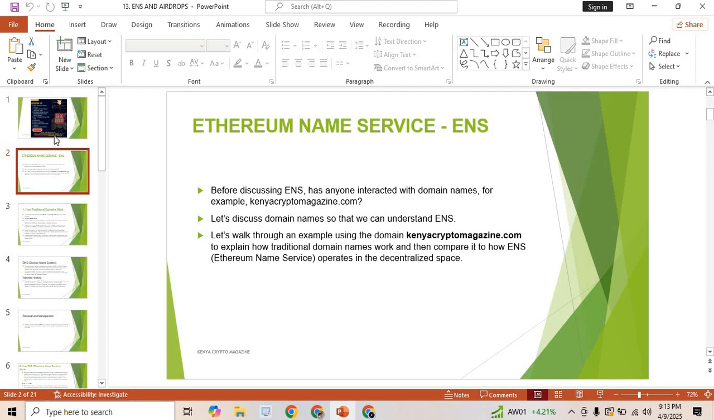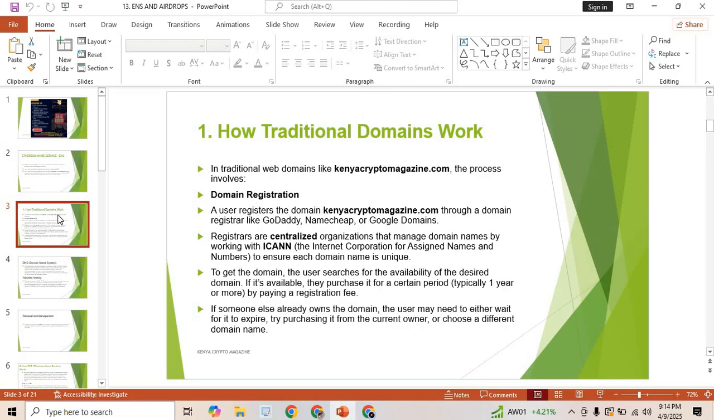So let's walk through an example of using a domain name like kenyacryptomagazine.com to explain how the traditional domain name system works. So that we can understand how the traditional domain name works, and then compare it to how ENS, or the Ethereum Name Service, operates in the decentralized space. So let's look at the traditional domain. So in traditional web domain, like for example, kenyacryptomagazine.com, the process involves the following.